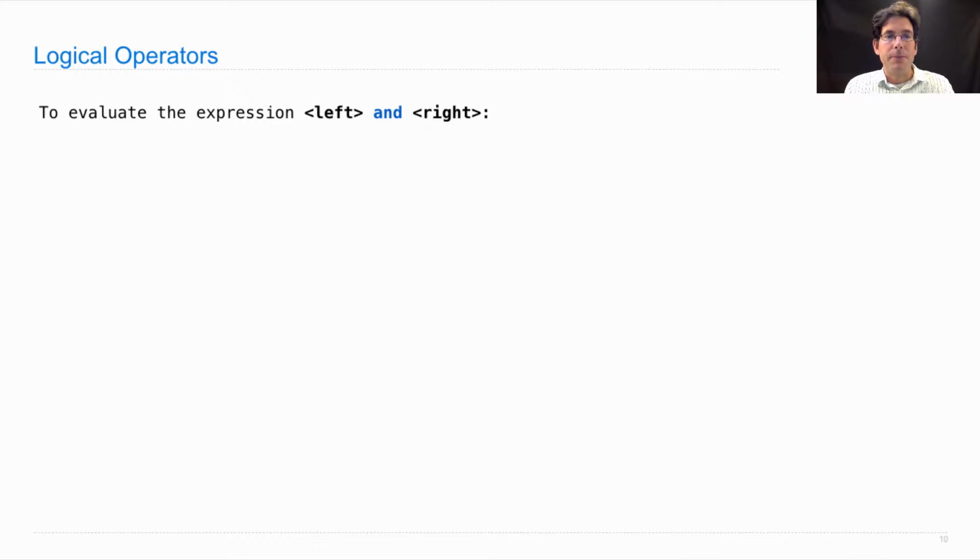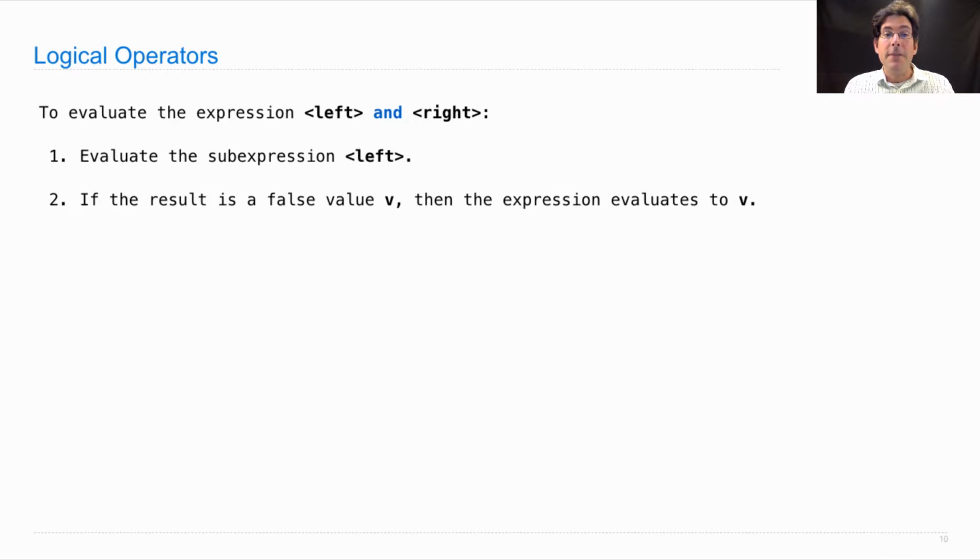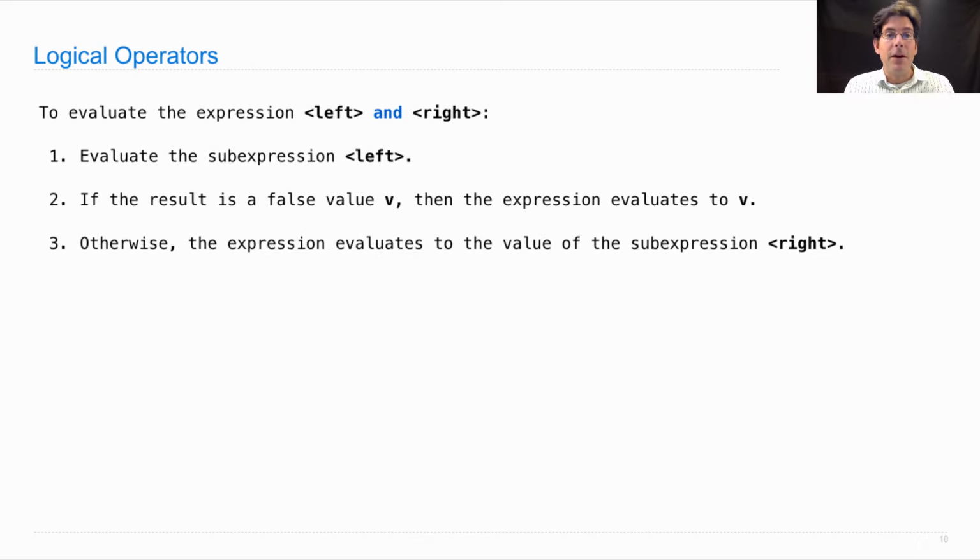but these are just placeholders. You evaluate the sub-expression to the left of AND. If it's a false value, then the whole expression evaluates to that false value. Otherwise, you evaluate the expression on the right, and the whole expression has the value of the right expression. So if this is false, the whole thing is false. If this is true and this is false, the whole thing is false. If this is true and this is true, then the whole thing is true.